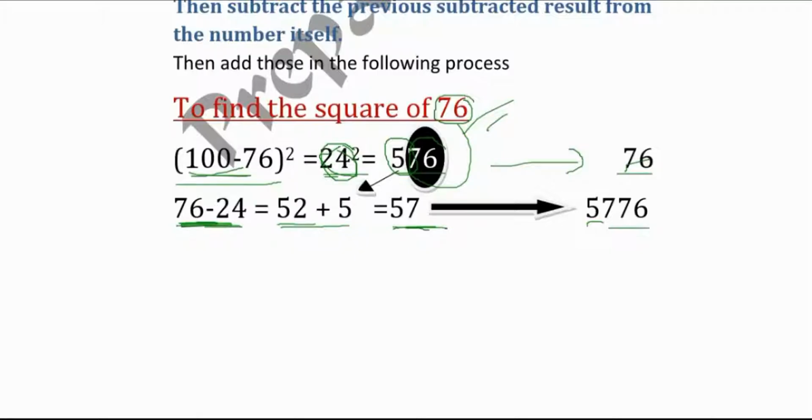The base number is itself, so this subtraction result should be subtracted from this base number 76, and what do we get? 52. And we have to add, as in the previous case, 52 plus this 5 is 57. Sorry, we have to write it simultaneously, 57 and this 76, 5776.